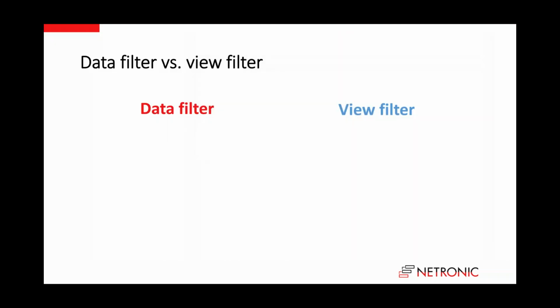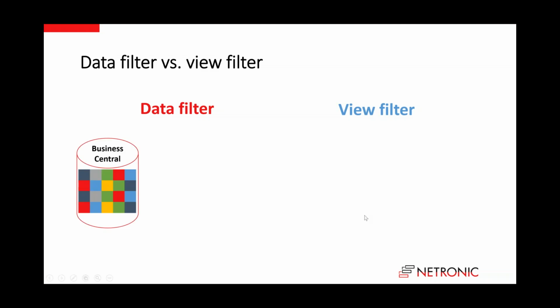So let's talk about data filter and view filter. And let's visualize first the difference. And let's make this very, very simple so that we get the principle and then look how the principle is applied. So let's assume that this is our business-centered database, and this could be whatever. This could be resources, or this could be jobs, or this could be projects. So this is just business-centered data.